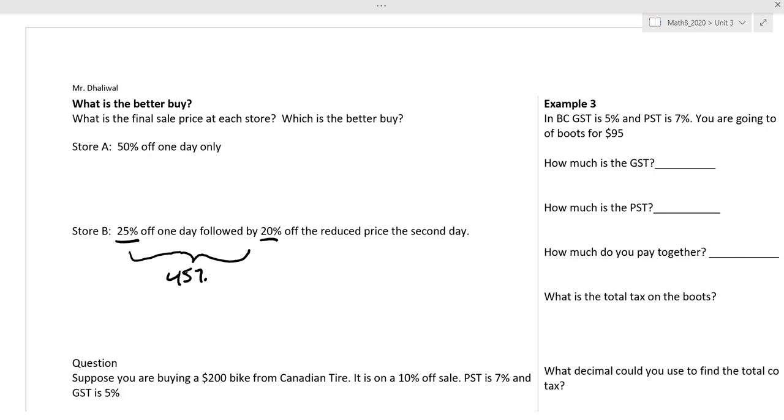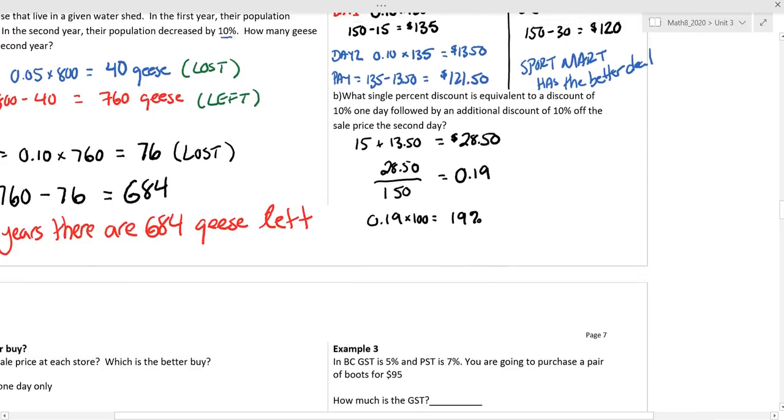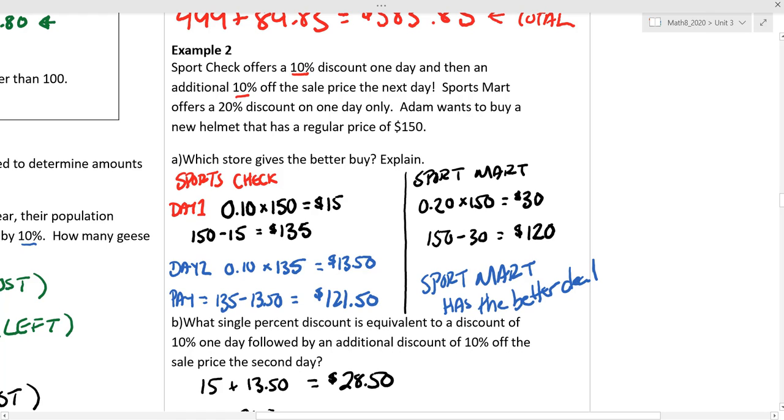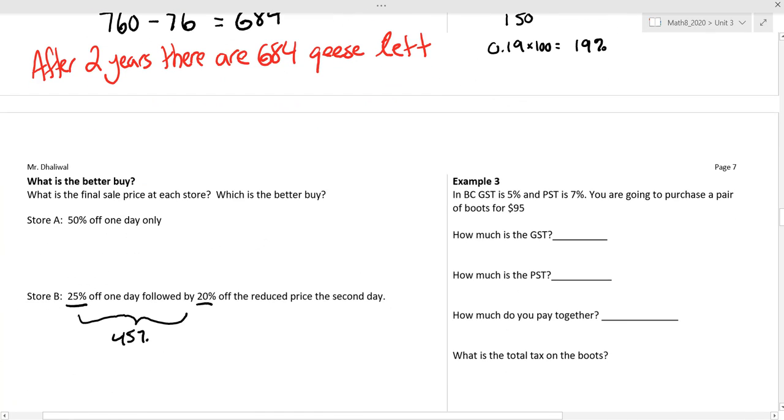And if you go back and you sort of think about how that helmet and the Sports Check and the Sports Marts story played out, is, hey, the second day, we're taking that discount on a smaller amount. So that's why it didn't equal out to a full 10% off. So this is, hey, we're giving you 25% off on the first day, then 20% off on a smaller amount the second day. So this is in reality, it's going to be less than an actual 45% total discount. So A is definitely going to be giving you a better deal, no matter what.